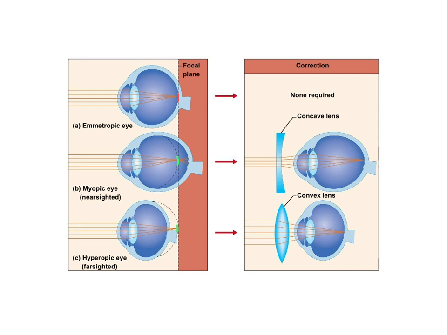Those two different conditions can be quite easily corrected with a corrective lens, whether it's glasses or contacts. So to correct the myopic eye, you need a concave lens to change where the light focuses. And if you have a hyperopic eye, then you need a convex lens to change where the light focuses.